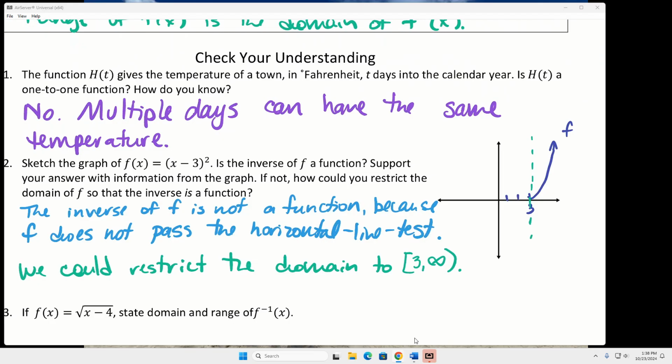All right, and I'm fairly confident that you all did that in Algebra 2. You restricted the domain so you could have an inverse. You may or may not remember that. It's okay.